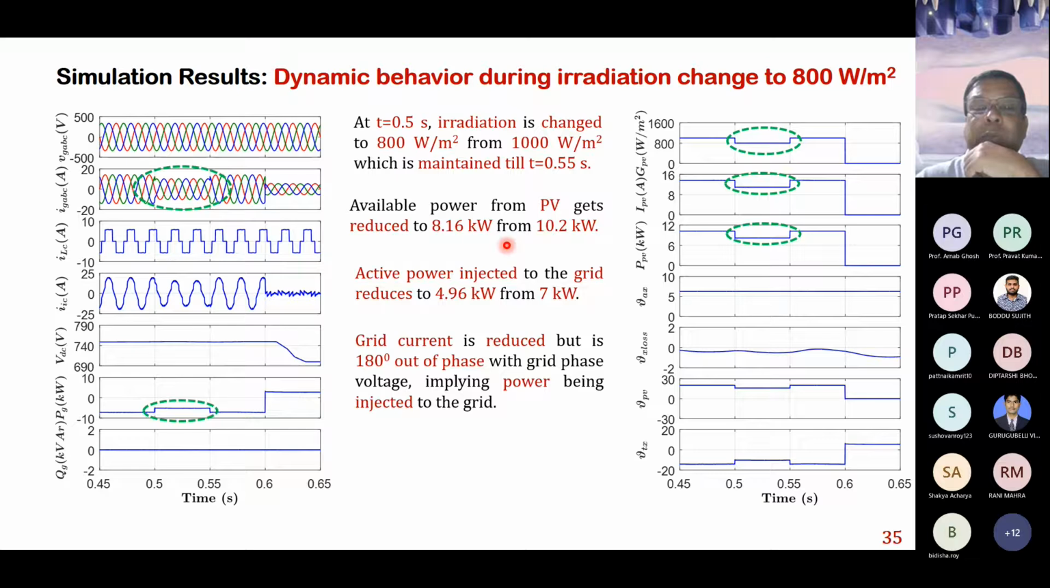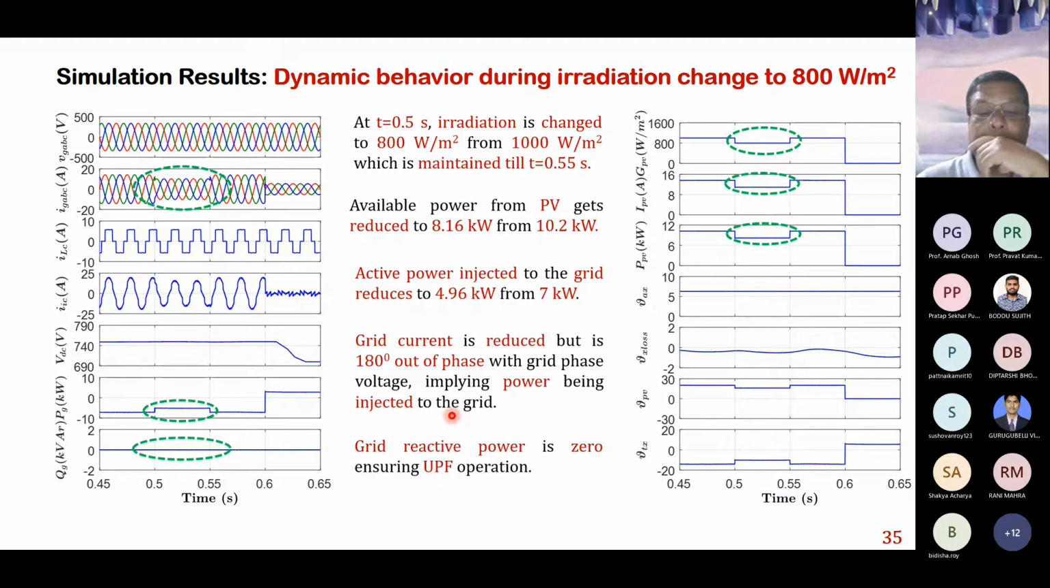Available power from the PV therefore gets reduced to 8.16 from 10.2 kilowatt, and active power injected to the grid reduces to 4.96 from 7 kilowatt. And the grid current is reduced but is 180-degree out of phase with the grid phase voltage, as you see here, implying power is being injected to the grid.